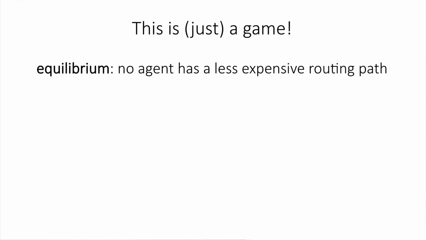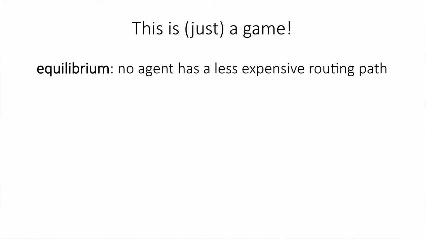And as in all games, there are equilibria. Okay, so, in this case, what is an equilibrium state? A state where no agent wants to unilaterally deviate to a different path from the one that she is currently using. Okay. So, an equilibrium state is one where there is no less expensive route compared to the current route for every agent individually.